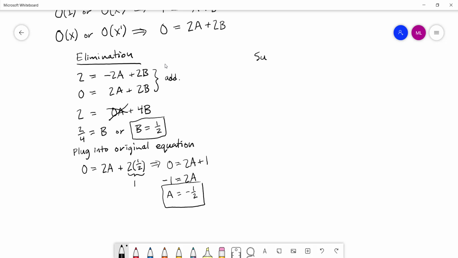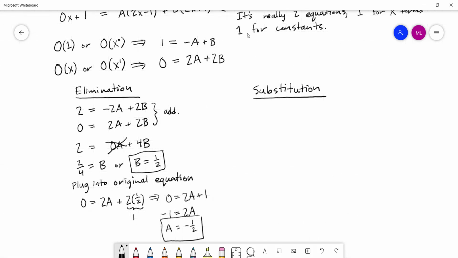If we do the substitution method instead, so again, in the substitution method, versus the elimination method, in the elimination method we try to make the coefficients of one of the terms be either the same or opposite, so we can either add or subtract the 2 equations from one another. In the substitution method, I use one equation to solve for one variable in terms of the other and then plug that into the other equation.